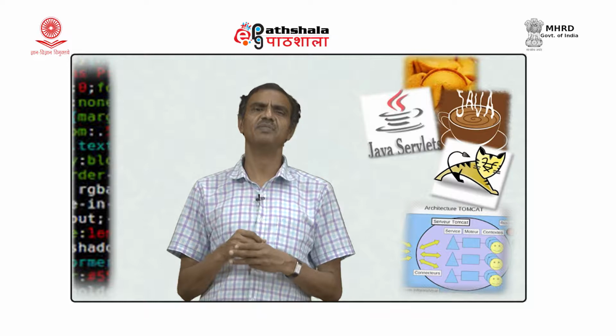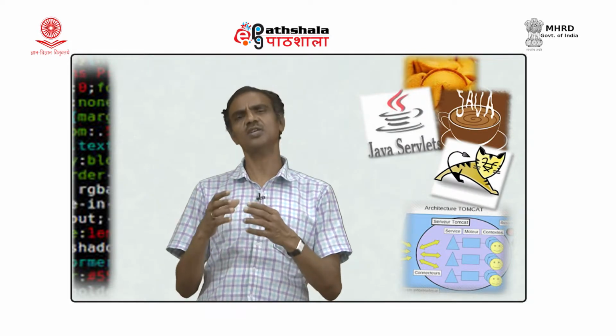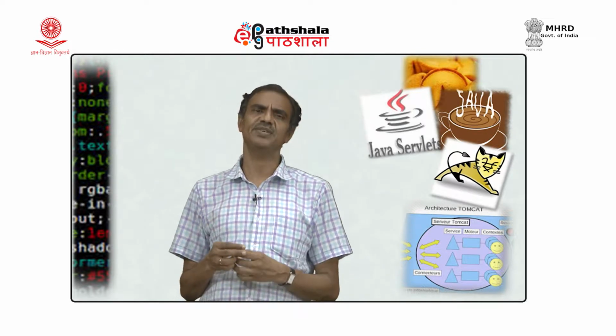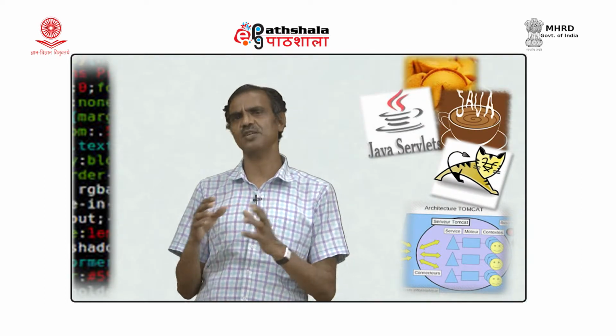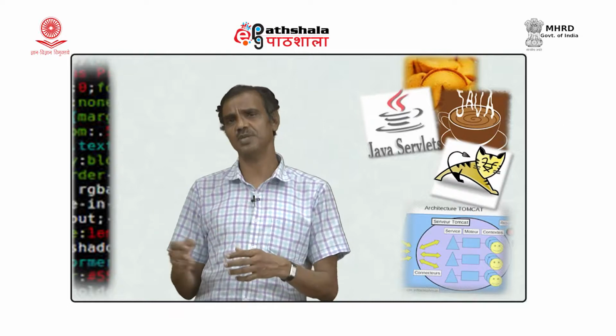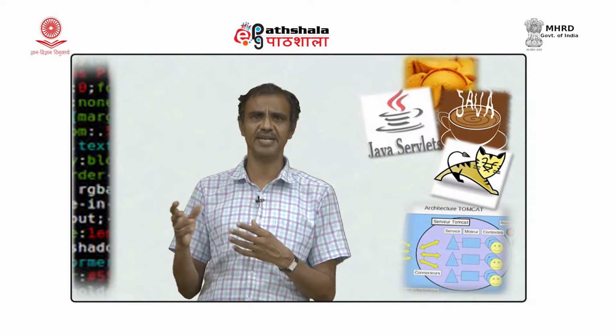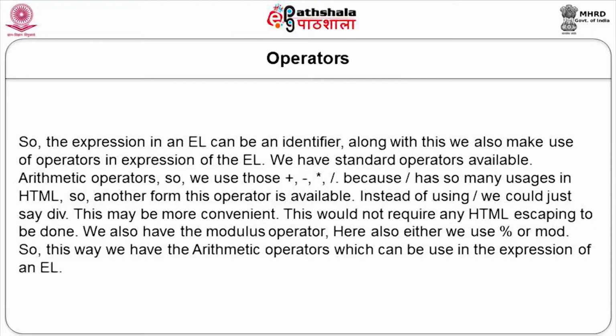Another thing which is available for use in the expression is we got some implicit objects which any expression language can use. So, we got a set of implicit objects, we will be referring to those objects, we will be listing out what are all those objects later on, but that is something which can also be used here. Okay. So, the expression in my expression language can be an identifier. Then along with this you can also make use of operators.